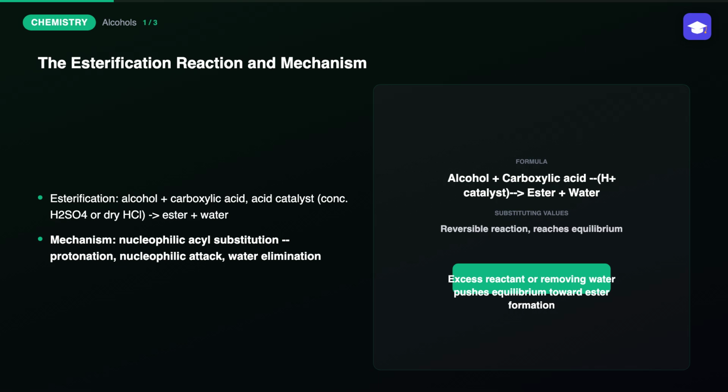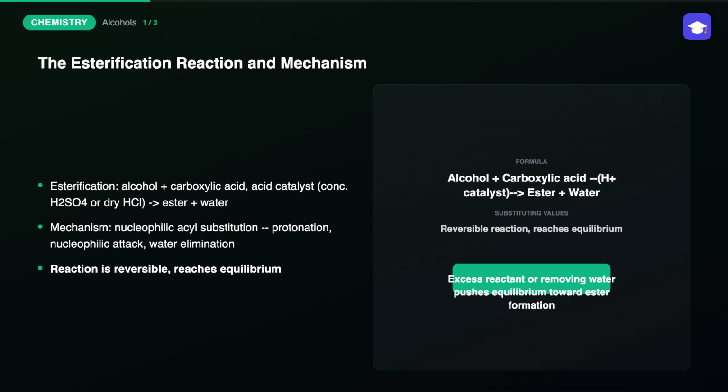The acid catalyst first protonates the carboxylic acid's own carbonyl oxygen, making that specific carbon considerably more electrophilic. The alcohol's oxygen then attacks this activated carbon as a nucleophile, forming a tetrahedral intermediate, and finally water is eliminated, regenerating the carbonyl group and releasing the catalyst back unchanged.